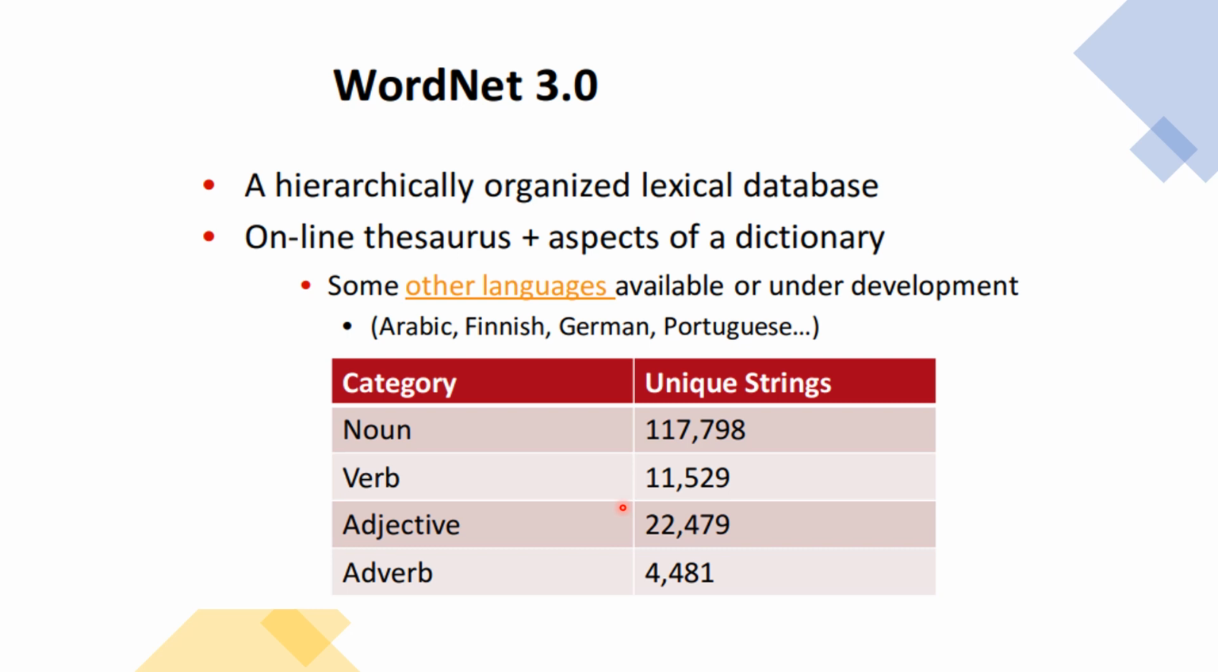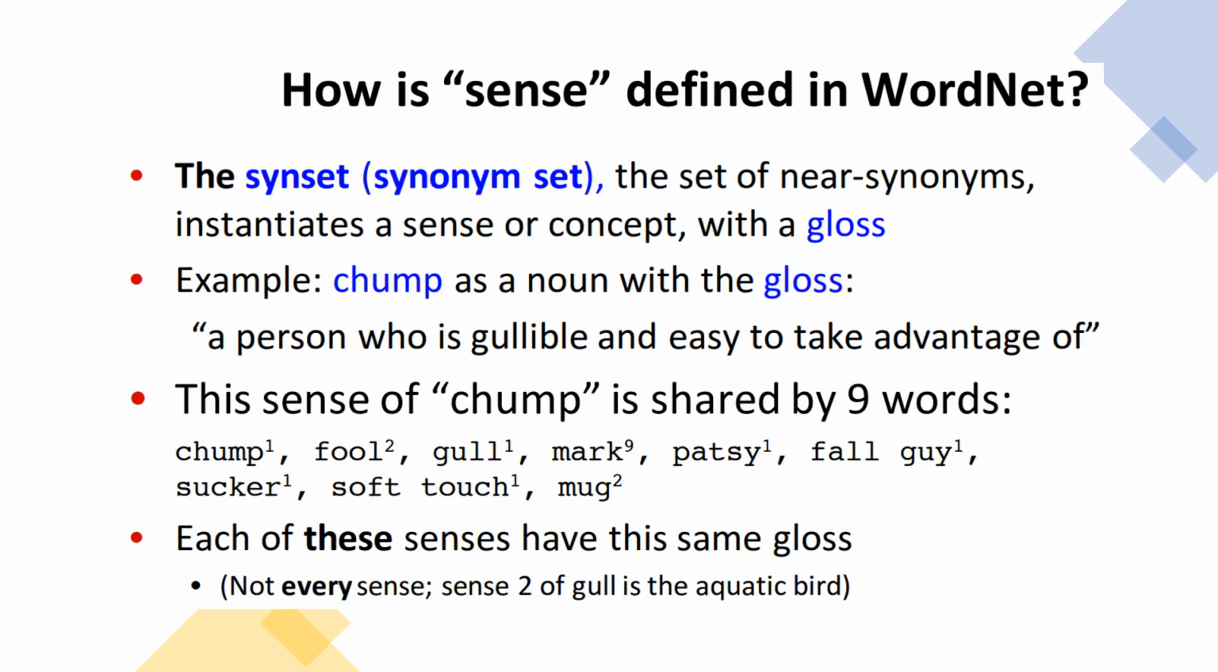So the next question is how senses are defined in WordNet. WordNet basically uses a synonym set, also called synset, the set of near synonyms that instantiates a sense or concept with a gloss. Example, the word chump as a noun with the gloss, the sense of chump is shared by 9 different words. Each of these senses has the same gloss. Not every word has one sense, like girl has another sense also. It also represents an aquatic bird. I think now you have a pretty good idea about this WordNet.